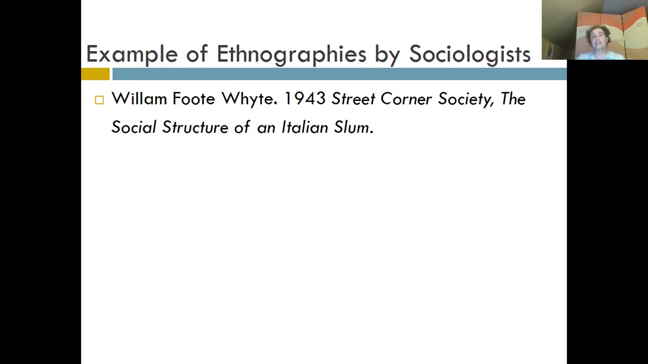And so what he does is he describes the experience of local gangs that sprung up in that area, and how these, what he called corner boys, were distinct in their cultural views and their understanding of the world, and why it was that they were deviant, why it was that they were breaking the law.